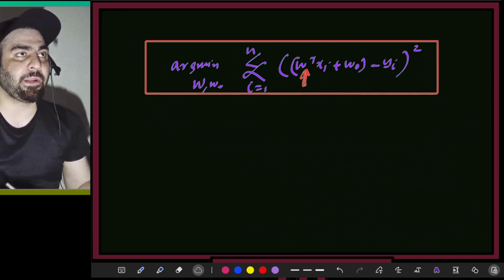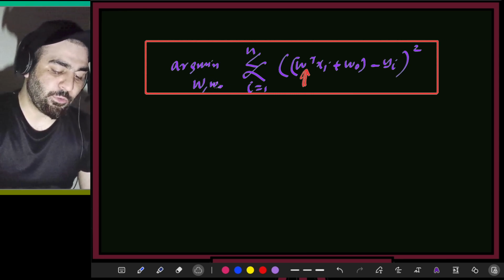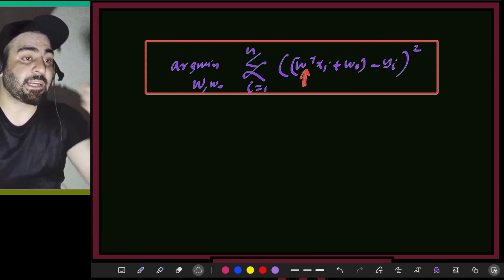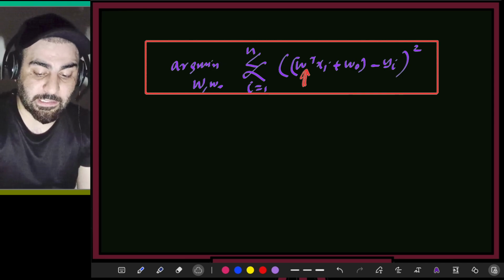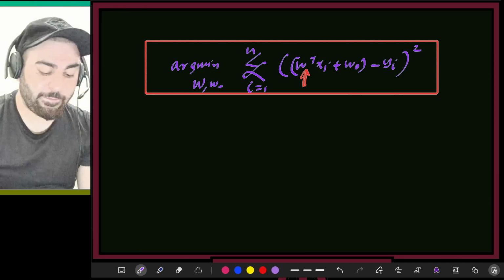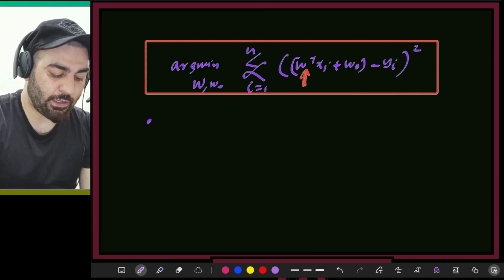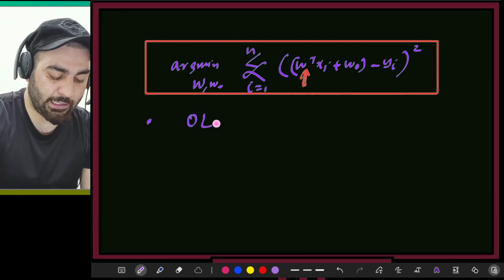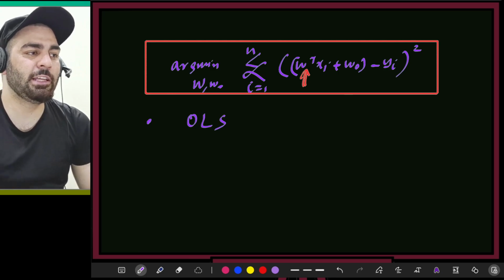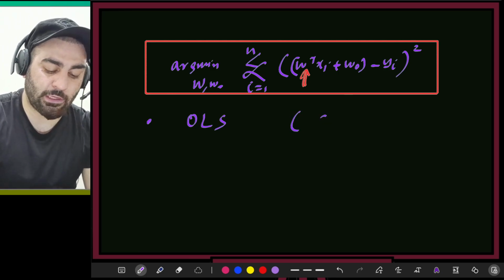What is the meaning of argmin? Find such W and W naught such that this equation gets the minimum value. I'll have to minimize this. So what are the tools that I have? The first tool is called OLS, ordinary least squares. In that we'll use calculus.